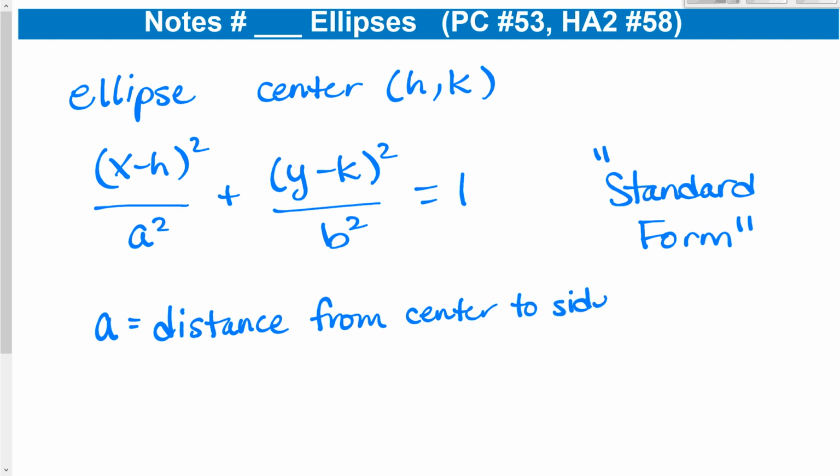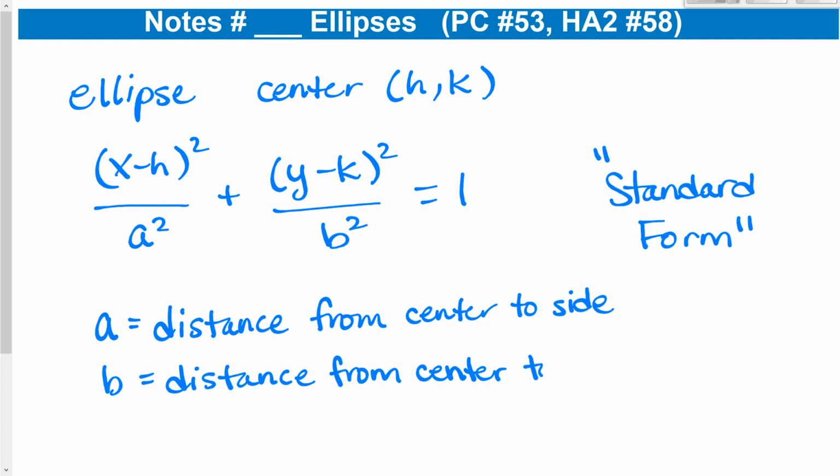And then B is going to be the distance from the center to the top, or you could say from the center to the bottom. It's going to be the same. Okay, let's do some examples.